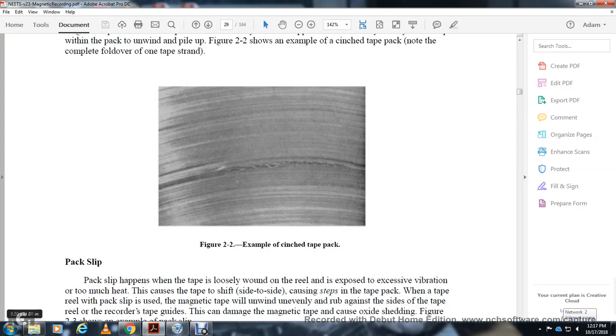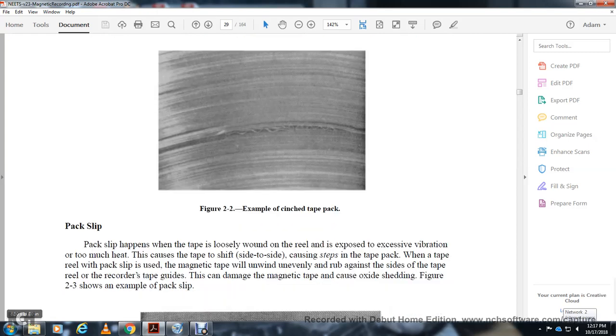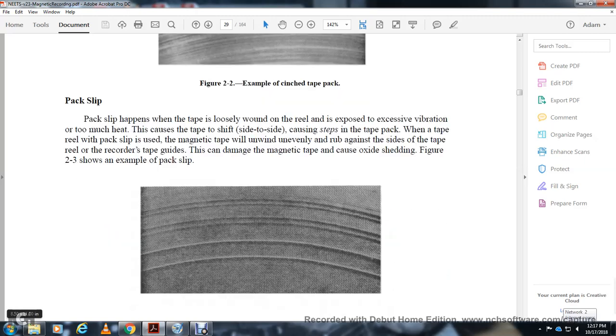Pack slip happens when a loosely wound tape reel is exposed to vibration or too much heat. This causes a shift in the tape pack. When a reel with pack slip is used, the magnetic tape will unwind unevenly and rub against the side of the reel, which can damage the tape and cause oxide shedding. Figure 2 shows an example of pack slip.